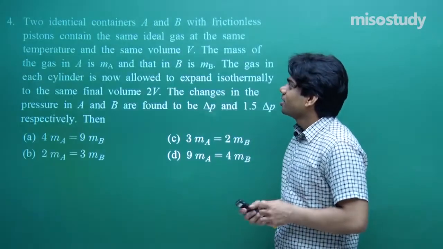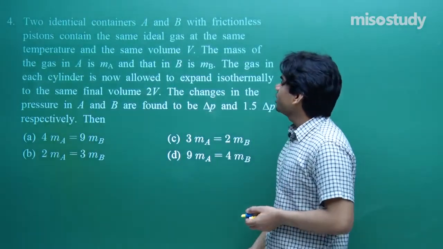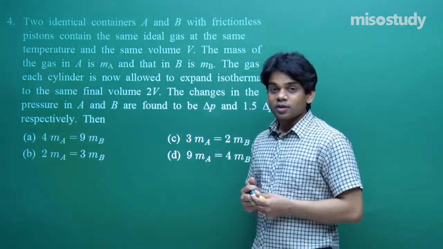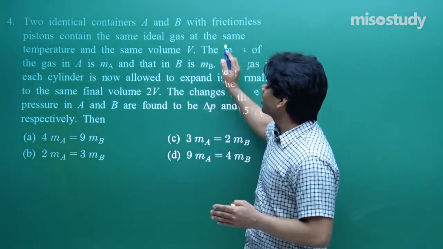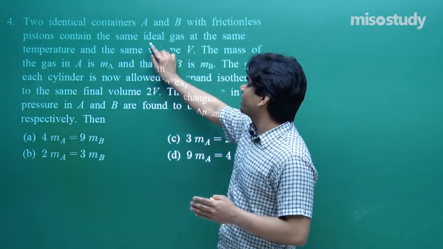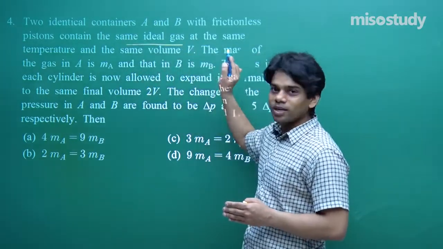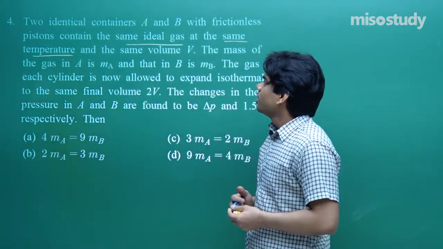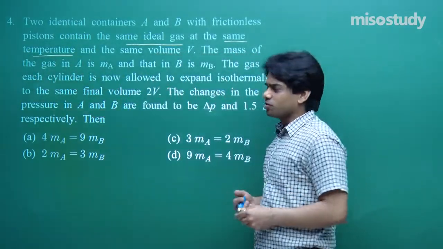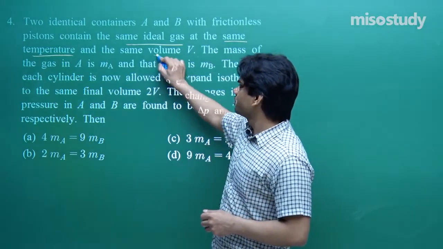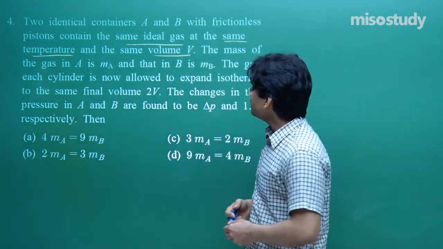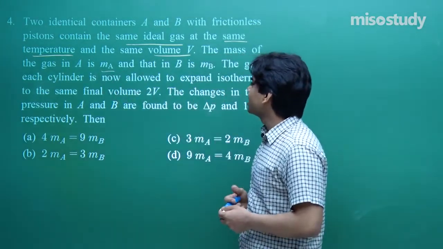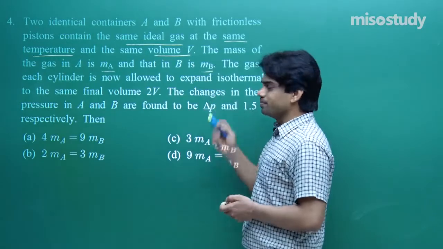concepts. Fourth, two identical containers A and B with frictionless piston contain the same ideal gas at the same temperature. Two containers you see here with frictionless piston contain same ideal gas. So, same gas, it means molecular mass will be same, temperature is same, and so it will be an isothermal process taking place, and the same volume V. Volume is also same. The mass of gas in A is Ma and that in B is Mb.